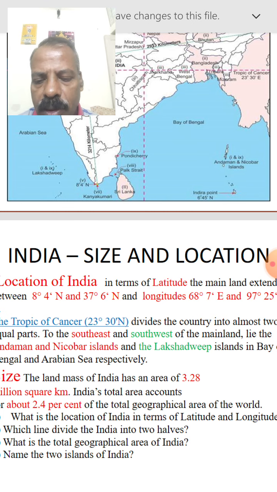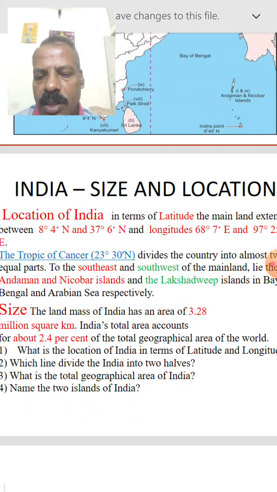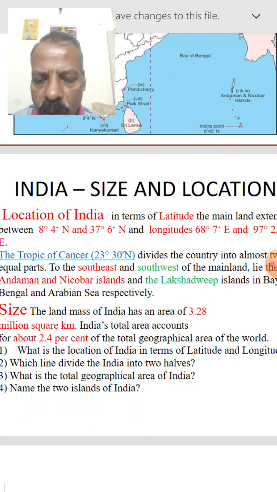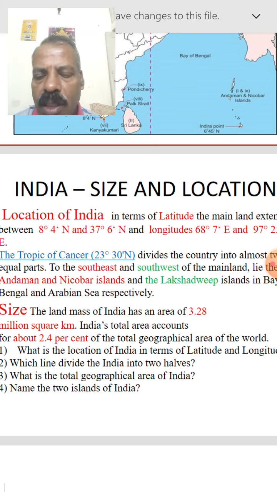Next, coming to the importance of the Tropic of Cancer. The Tropic of Cancer divides India equally into two halves. The line which passes horizontally from west to east is called the Tropic of Cancer. It is at 23 degree 30 minutes north.